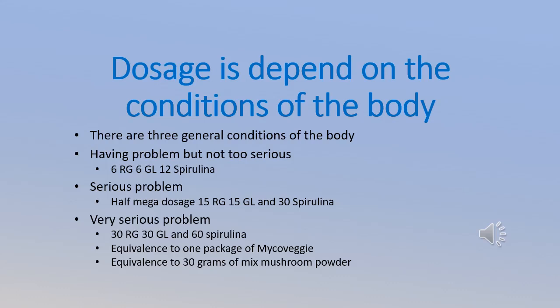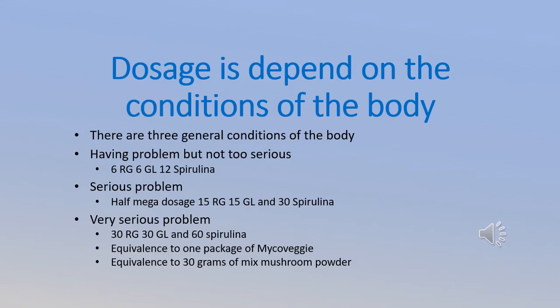Then when the problem is serious, we go for half mega dosage: 15 Rg, 15 Gl, and about 15 to 30 spirulina. Like now, there are many viruses in the market, the endemic of COVID-19 and everything. So we ask people to use half mega dosage for prevention. This is also good to detox the body, so we can take it for 1 month or 2 months to detox the body.